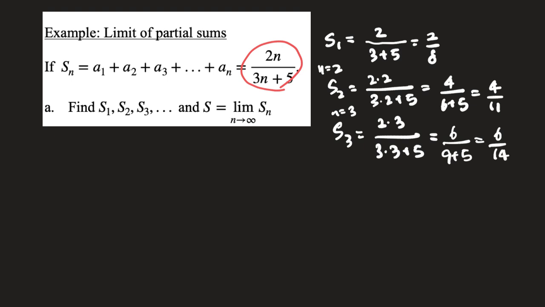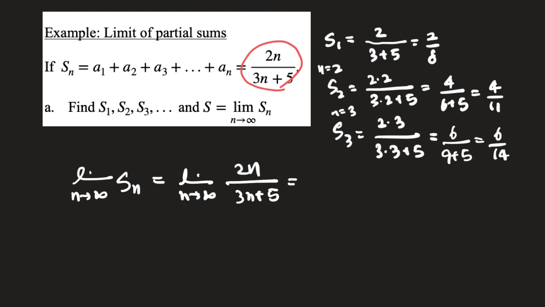So look at this one. This is another sequence. So we're going to find the limit of the partial sum, the limit as n approaches infinity of Sn. That is the limit as n approaches infinity of 2n over 3n plus 5. We studied how to find the limit of a sequence in many different ways. You can use L'Hopital's rule: the derivative of 2n is 2, the derivative of 3n plus 5 is 3. The limit is 2 over 3. So the limit of the partial sum is 2 over 3.